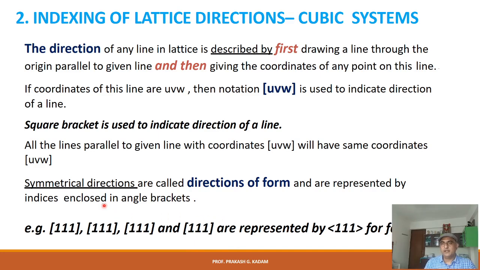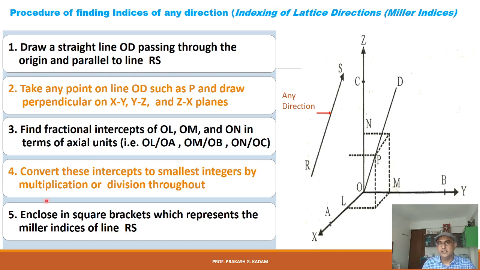To elaborate this, we'll go through one example. This is the procedure of finding the indices of any direction, the indexing of lattice directions, that is, the Miller indices. Here, draw a straight line OD. This is the XYZ axis. Here is a line, the RS line. We have to find out the direction of this line. How do we find the direction of any line?